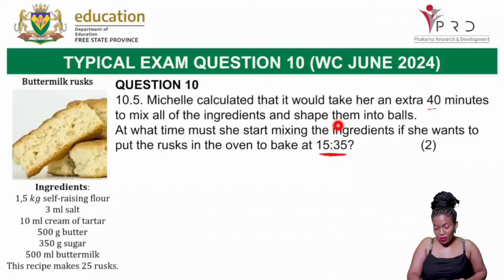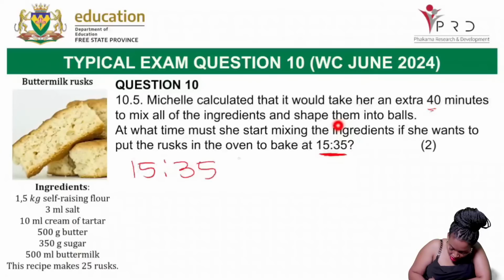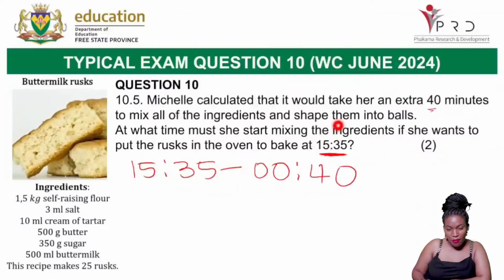So if it takes her 40 minutes, it means she must reverse this time by what? By 40 minutes. So you will say 15 hours, 35 minutes minus 00 hours and 40 minutes. So how do you do that? It's easier. You can just do this using a calculator, or we can use the time calculator.